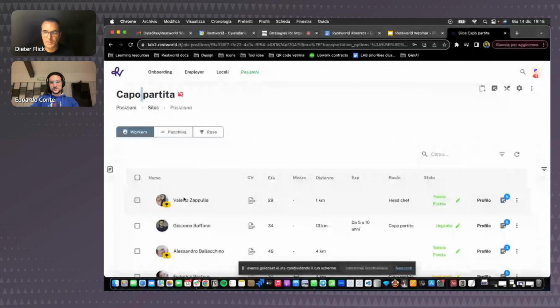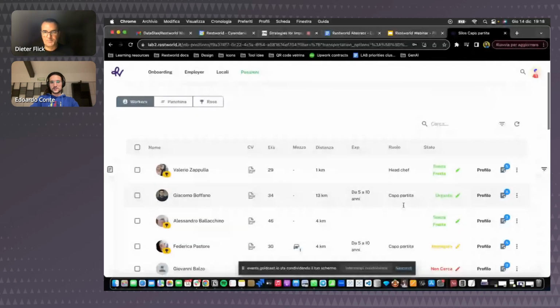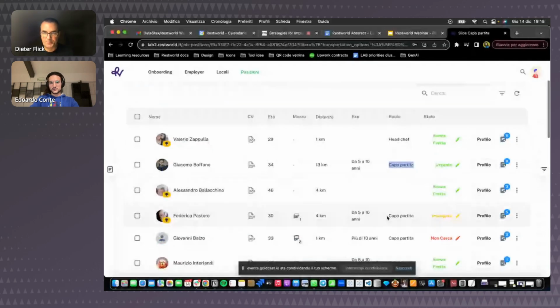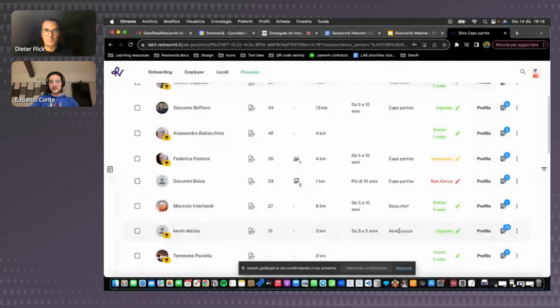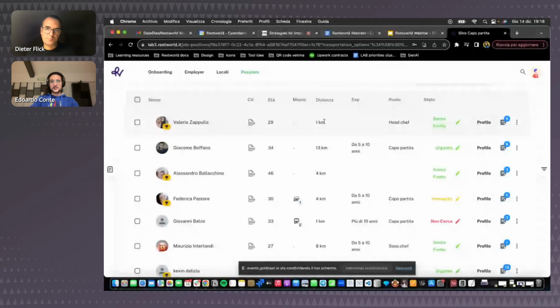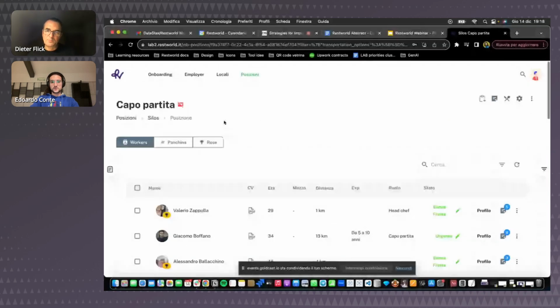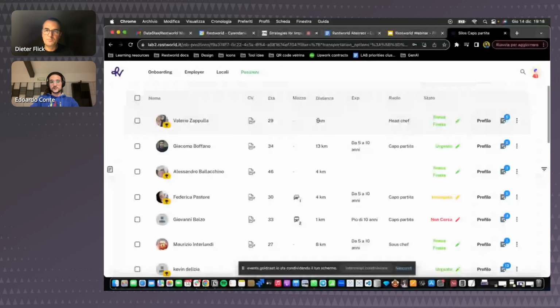So these candidates here, you see that they have applied for a very similar role. Maybe you cannot understand, it's in Italian, but it's very similar. They are all in the kitchen, and they applied to very close restaurants with respect to this one. So they are very close in terms of distance.